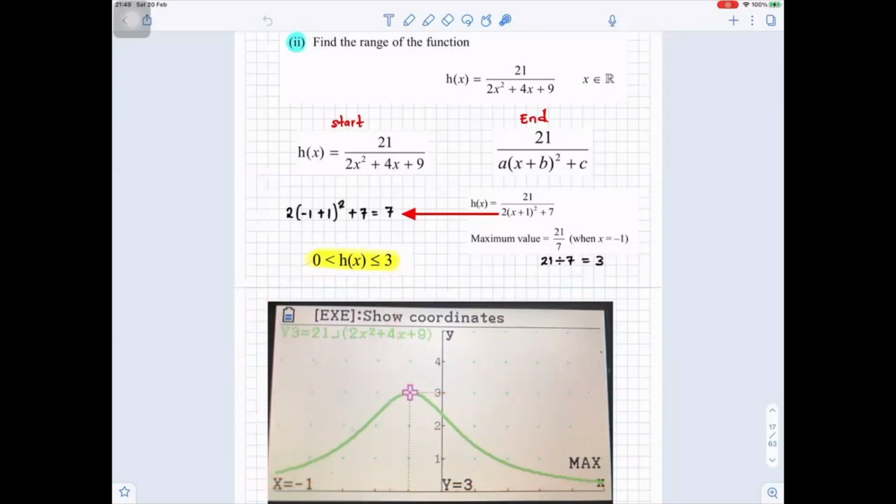So it's less than 0. It doesn't include 0 because it doesn't touch this line. It does not touch this line, y equals 0. So that's why it says less than. So it starts from less than 0, and then it goes up to 3 because it touches that point 3 there. So that's what the range is.